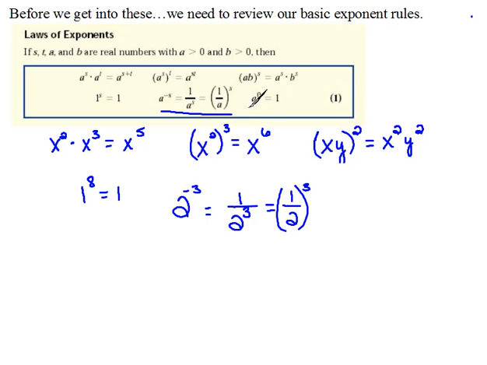And then our final one here says anything raised to the 0 power equals 1. So if I had 5 to the 0 power, that would be 1. x to the 0 power is 1. Anything raised to the 0 power is 1.